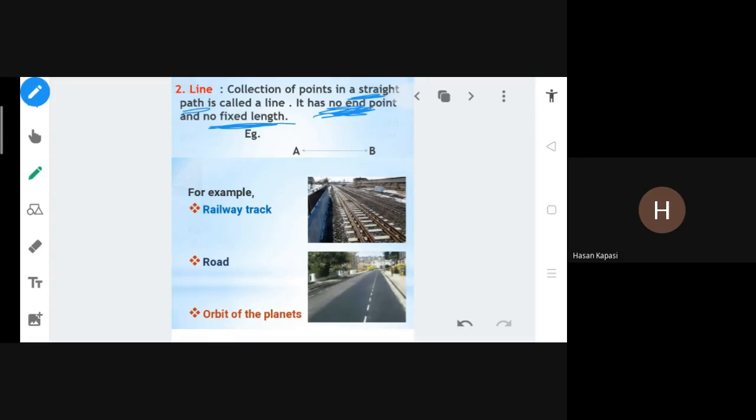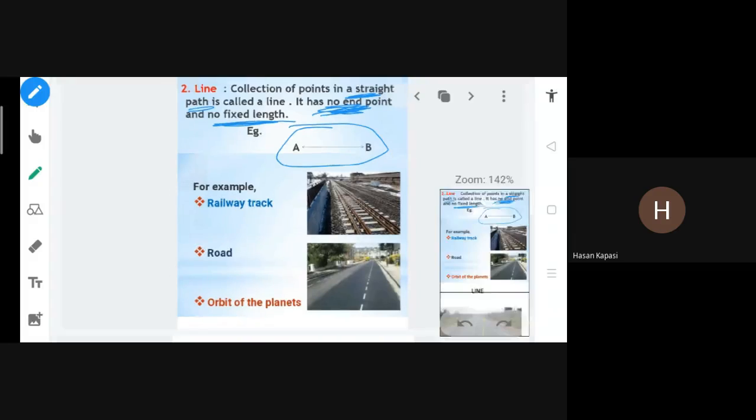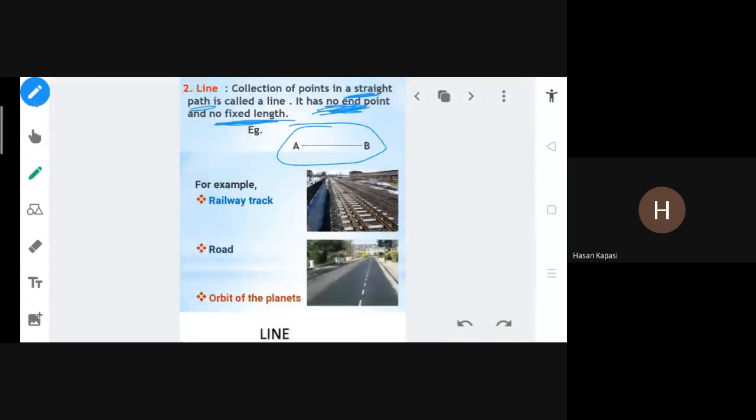So here you can see that all these words are written, and all these words mean line. And the symbol of a line is also given. A point has this symbol, and a line has this symbol. And this is not the symbol, but how we can draw it. The line symbol I will show in the textbook.